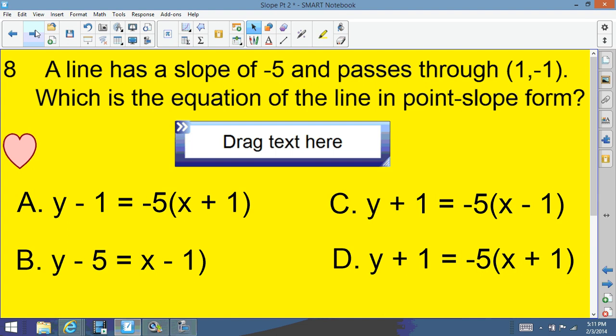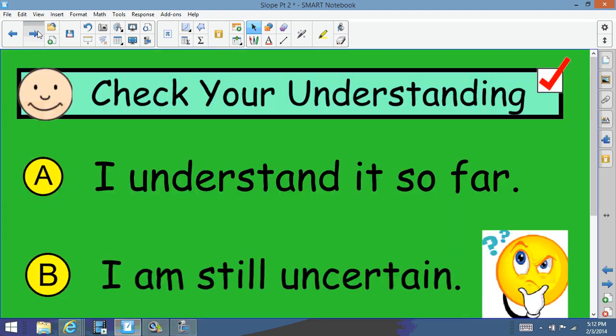Here's a nice question you can try on your own. A line has a slope of negative 5 and passes through (1, -1). Which is the equation of the line in point-slope form? So see which one you think it is. I'll tell you tomorrow in class. Check for your understanding, see if you understand what we've done so far. You may have to review the tape, write down questions. I'll be glad to answer them tomorrow in class.